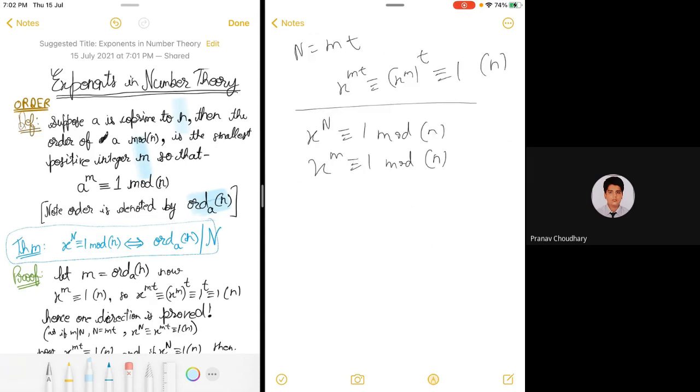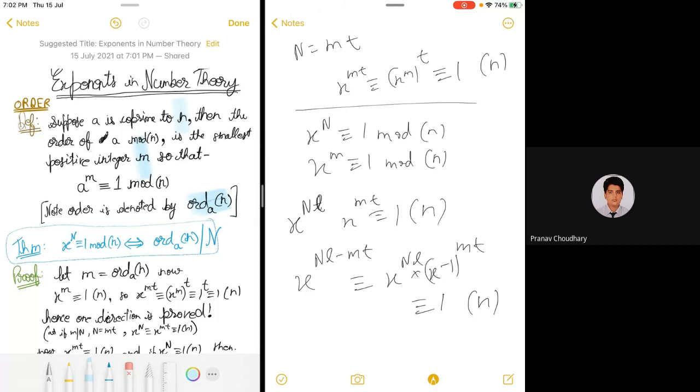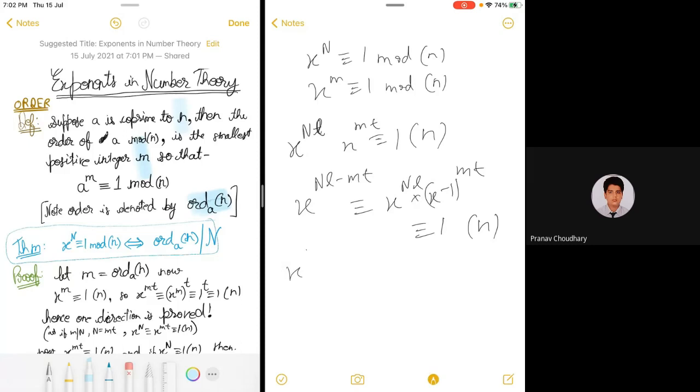Then consider x to the Nl and x to the mt. Both of these are congruent to 1 modulo n. So x to the Nl minus mt is congruent to x to the Nl times (x inverse) to the mt, which is also congruent to 1 modulo n. This is because if x to the mt is congruent to 1 modulo n, then just multiplying by x inverse to the mt, we get that 1 is congruent to x inverse to the mt modulo n. So now we get that x to the Nl minus mt is congruent to 1 modulo n.